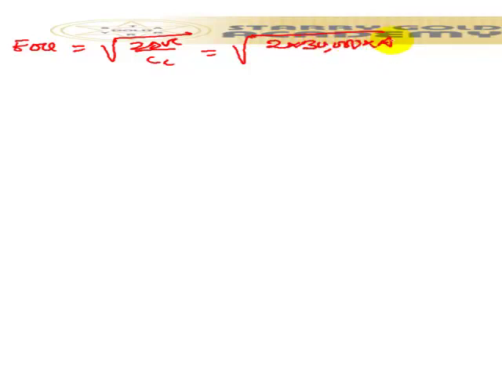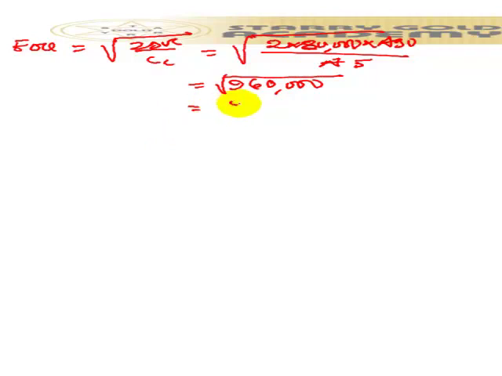Now, our EOQ will be square root of 2DO over CC, which is 2 times 80,000 times 30 over 5 naira. That gives us 960,000. The square root of 960,000 is 979.8. Let's say approximately 980 units. So this is what the company is ordering.